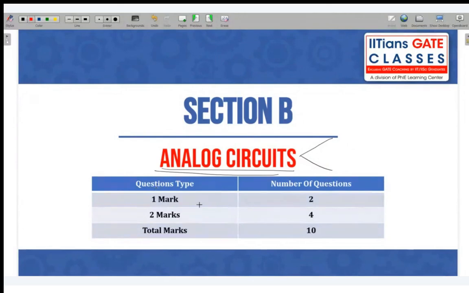As you can see, for 1 mark there were two questions, and for 2 marks there were four questions. If you add them, 2 plus 8, that is 10. So this year, for 10 marks, they have maintained the same consistency. Each year you will find 10 marks of questions from this subject, and this is one of the core subjects. And you will also learn how to play with this subject.